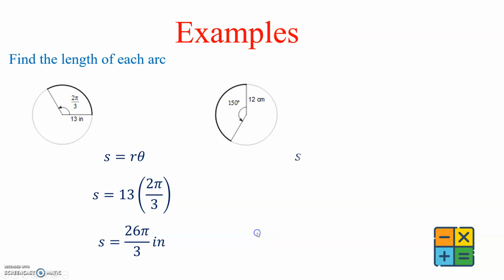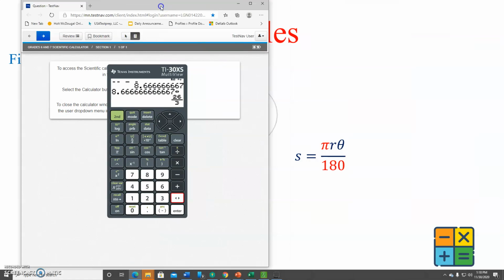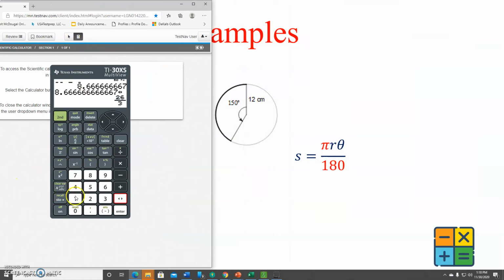Now the next one is with degrees. What we first need to do is convert the degrees to radians. Here's the formula, but I'm going to work through it in a more logical sense. First, I convert the degrees to radians, and then I'll have radians times the radius. So on the calculator, I'm simply going to take my 150 divided by 180.